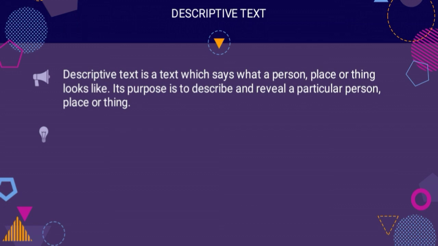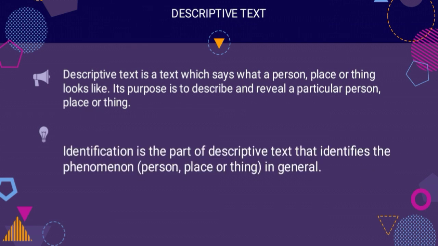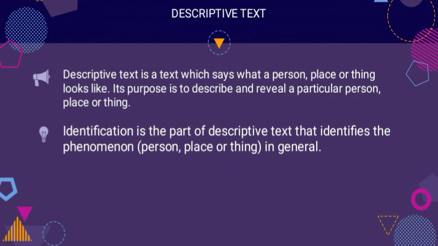Descriptive text is a text which says what a person, place, or thing looks like. Its purpose is to describe and reveal a particular person, place, or thing. It makes the readers think about what the appearance of something being described looks like. It has a structure that consists of two parts. The first part is identification, and the second is description.